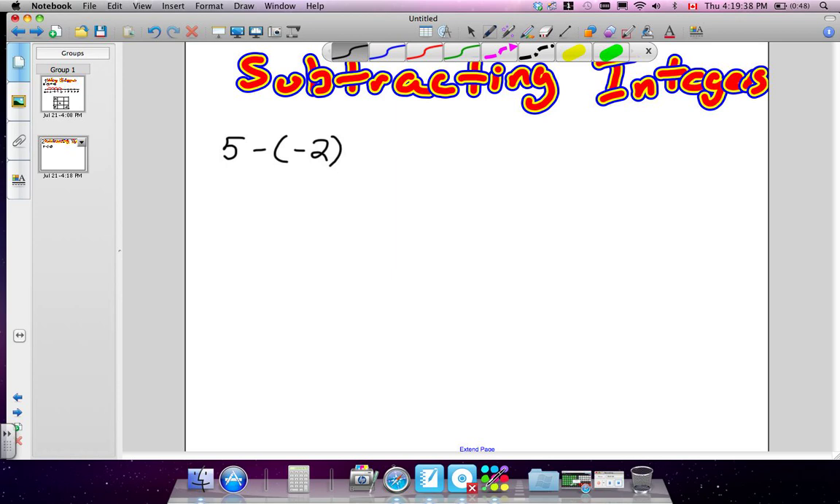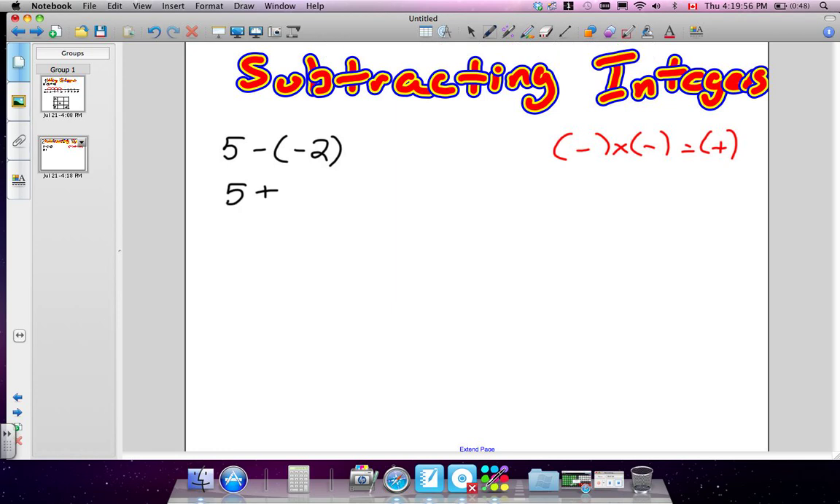So instead of reading this question as 5 subtract -2, because there's 2 negatives here, we know that according to our rules, a negative times a negative equals a positive. So what we're going to do is change that. We're going to combine those two, and we're going to be left with 5 plus 2, which is a much easier question to look at. What is 5 plus 2? So, yeah, there we go.